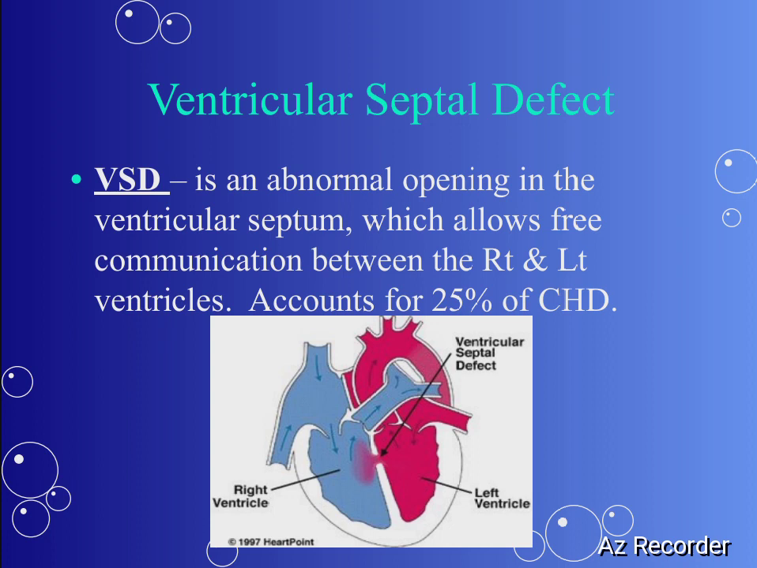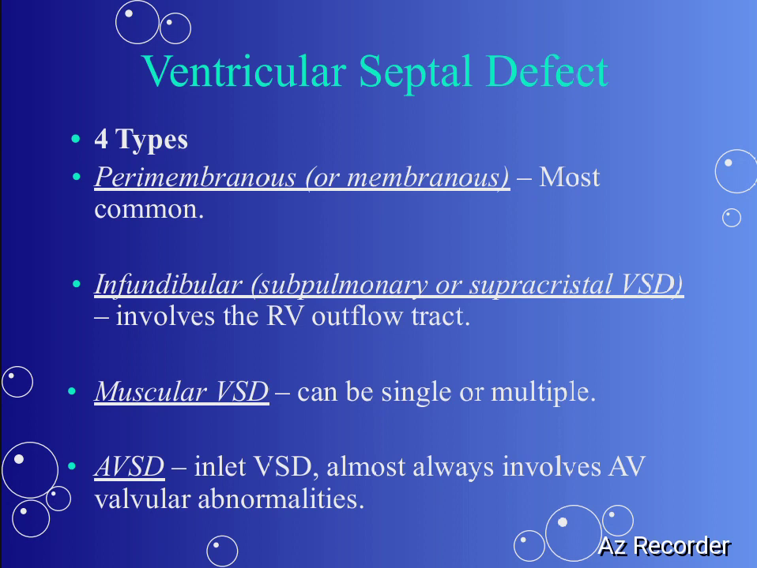Accounts for 25% of the CHD. Types. Perimembranous or membranous, most common. Infundibular, subpulmonary or the supracristal VSD involves the RV outflow tract. Muscular VSD can be the single or the multiple. AVSD, inlet VSD, almost always involves AV valve abnormalities.